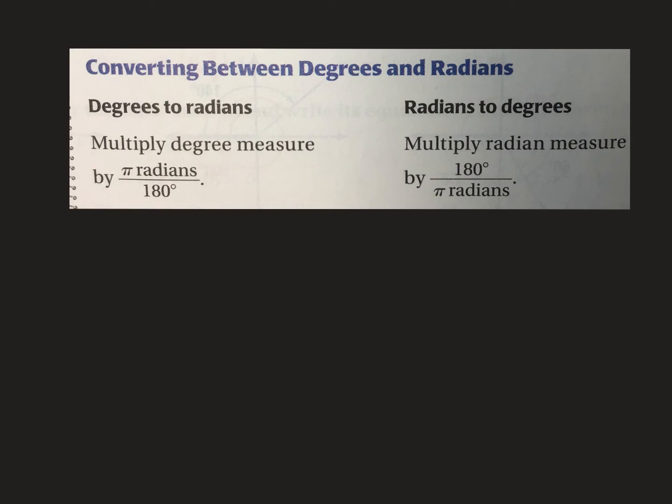Okay, basically today we're going to change one to the other. We're going to change degrees to radians and radians to degrees. And this is how you're supposed to do it. You're supposed to multiply the degree by pi radians over 180. That's what we're going to do. To go backwards, to change radians to degrees, we're going to multiply by 180 degrees over pi. Make sure you have that down somewhere because you're going to need it. Okay, so let's try a couple here.